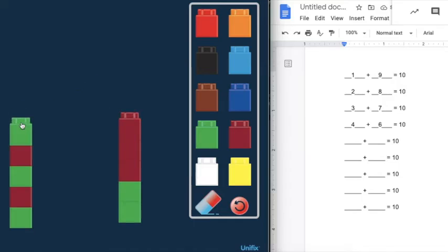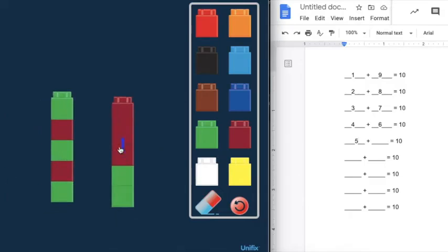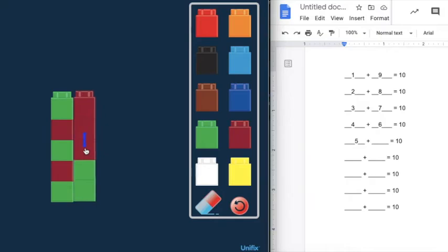What if we split it like this and we put 5 over here? 5 plus what equals 10? I can compare these and say, oh, they're the same height. They're just as tall as each other. So I know that they're the same. If there's 5 in this stick, there must be 5 in this stick.